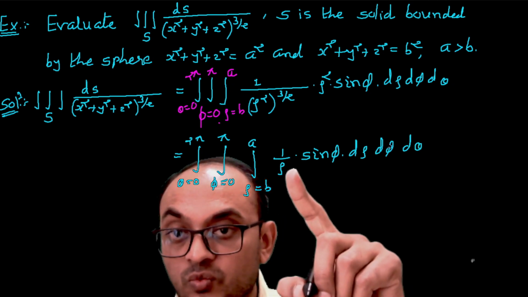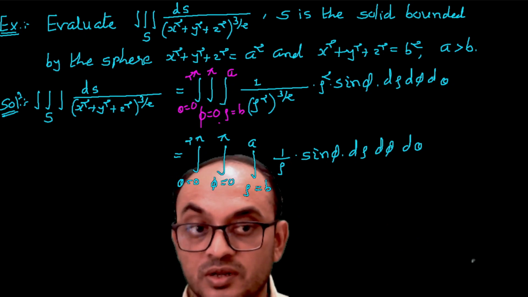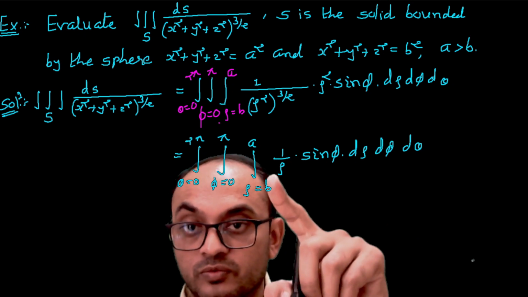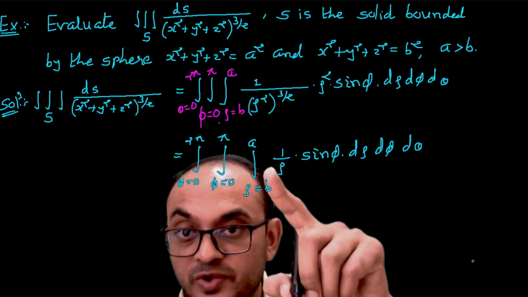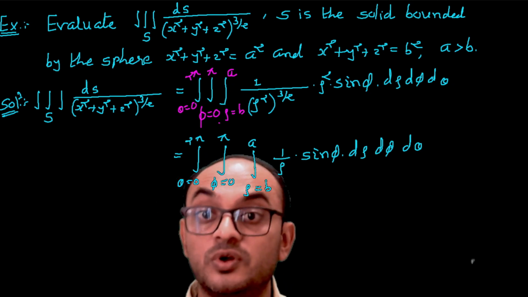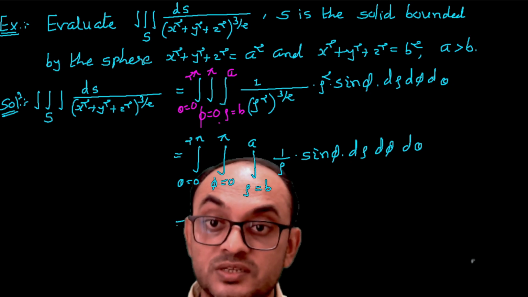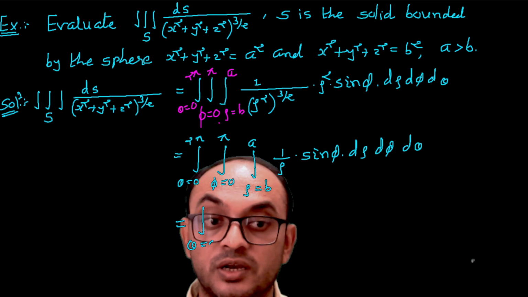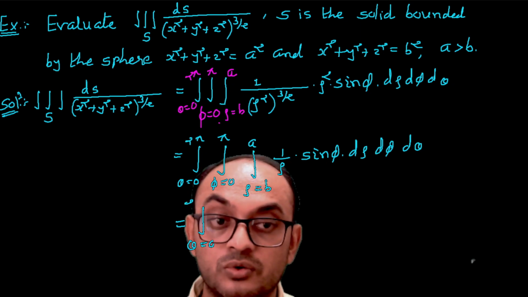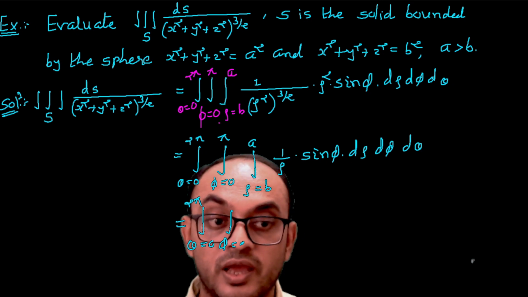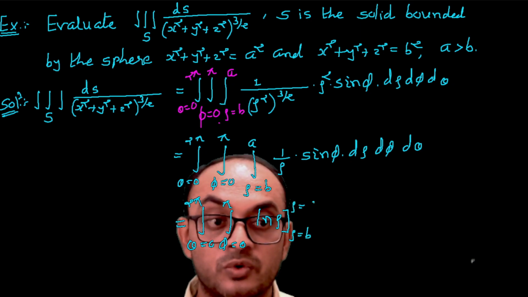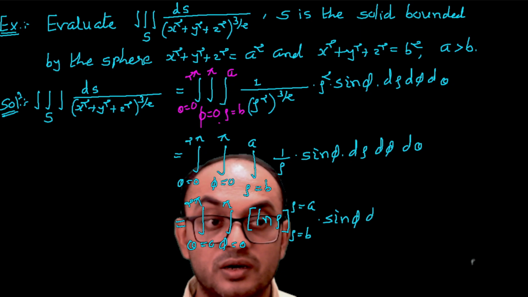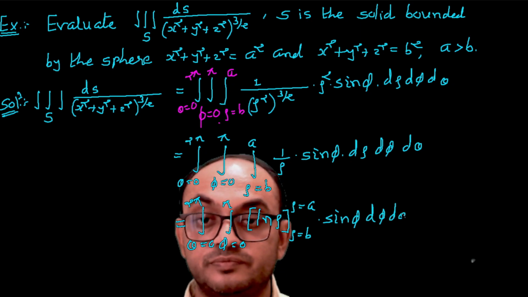Now let us integrate 1 upon rho with respect to rho first, because it is the inner limit. What is the integration of 1 upon rho? That is ln rho. So this is equal to the integral with theta from 0 to 2 pi, phi from 0 to pi, of ln rho from rho equal to b to rho equal to a, into sine phi d phi d theta.